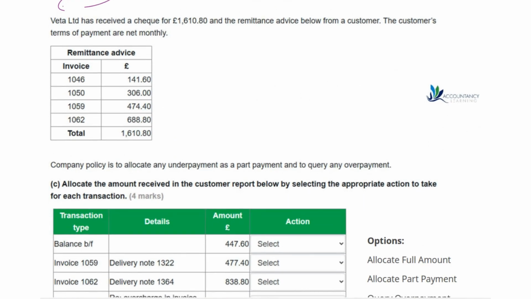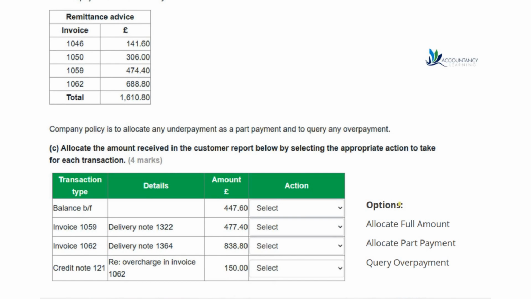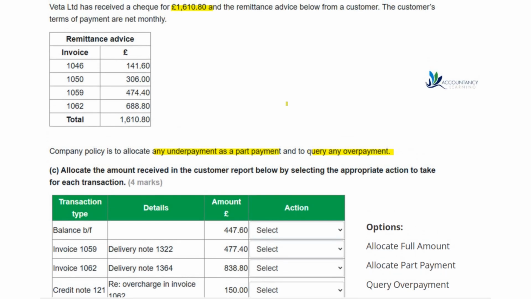Vita Limited has received a cheque for £1,610.80 and the remittance advice below from a customer. The customer's terms of payment are net monthly. So here's our remittance advice. Company policy is to allocate any underpayment as a part payment and query any overpayment. Allocate the amount received in the customer report below by selecting the appropriate action. So we've got a balance brought forward of 447.60, and here's our remittance advice up here.